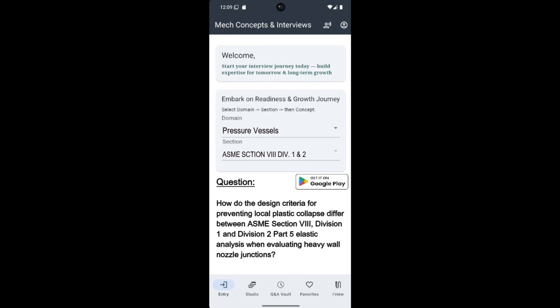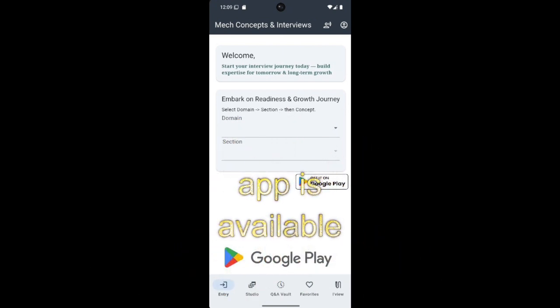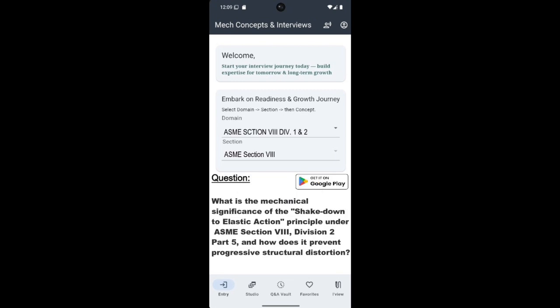Understood. Let us pivot. You previously mentioned the 3 S sub m limit for secondary bending stress. Moving to another question regarding that limit, explain the mechanical significance of the shakedown to elastic action principle under ASME Section 8, Division 2, Part 5. I can certainly do that. And specifically clarify how it prevents progressive structural distortion in assets that heat up and cool down for decades.